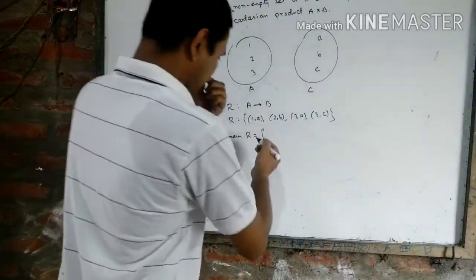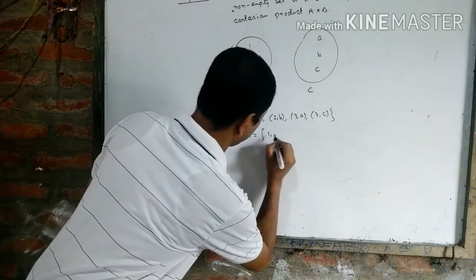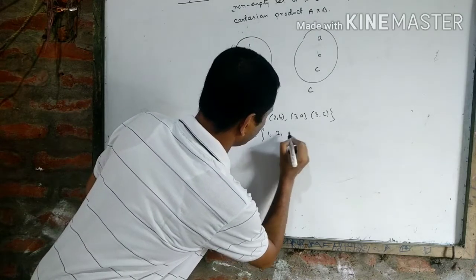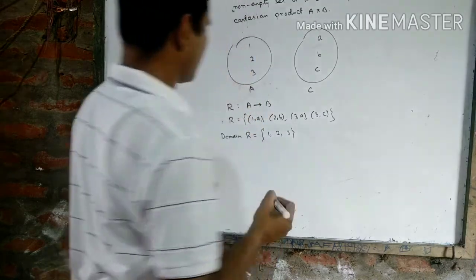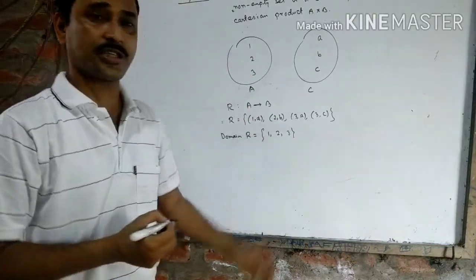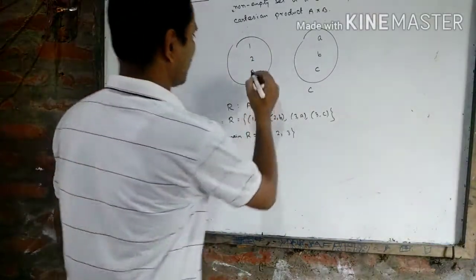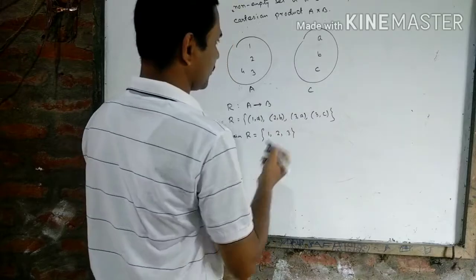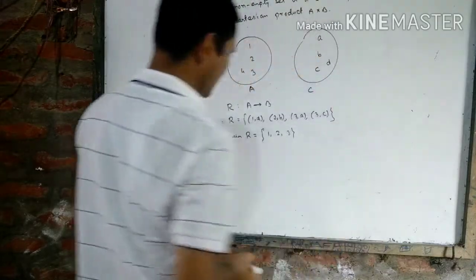So what are the first components here? You have to collect the first components: 1, 2, 3. Alright? So domain of the relation is 1, 2, 3. There may be some extra elements also, say 4. There may be some extra elements also, say d.